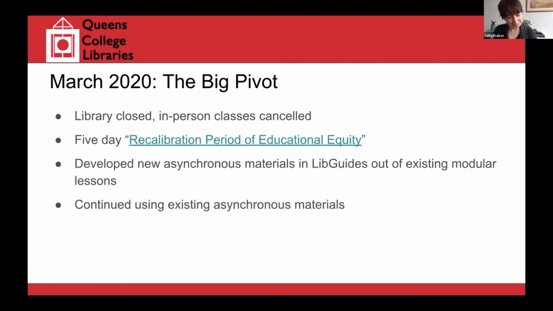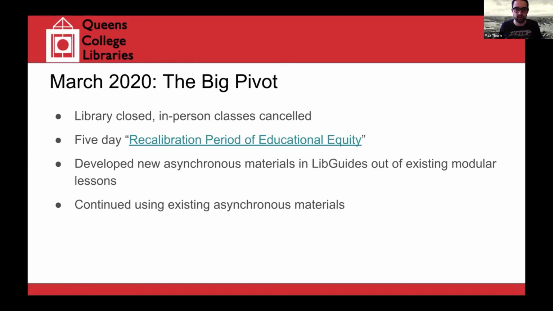And then March happened, the big pivot. First, the library closed, then in-person classes were canceled, and within a week, a 5-day recalibration period for educational equity was announced by our chancellor at CUNY. This was designed to allow students time to receive devices that they may need for remote learning, and for faculty and staff to also change over their workflows to remote as well.